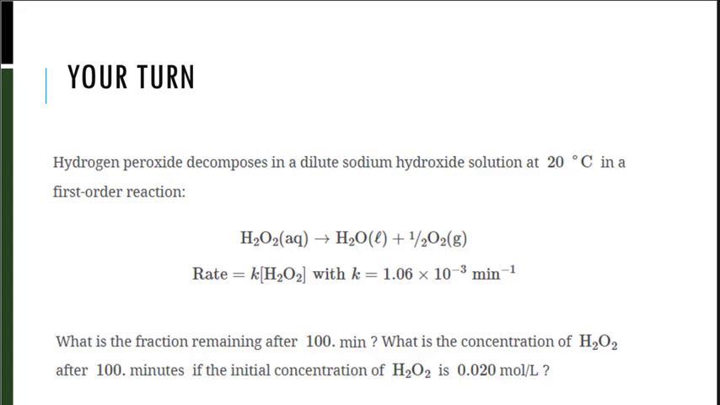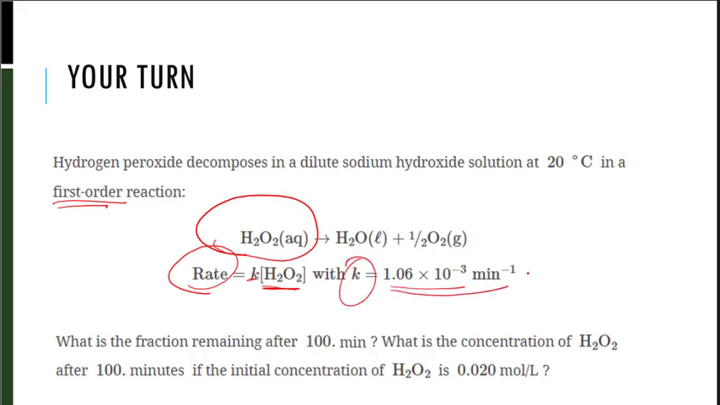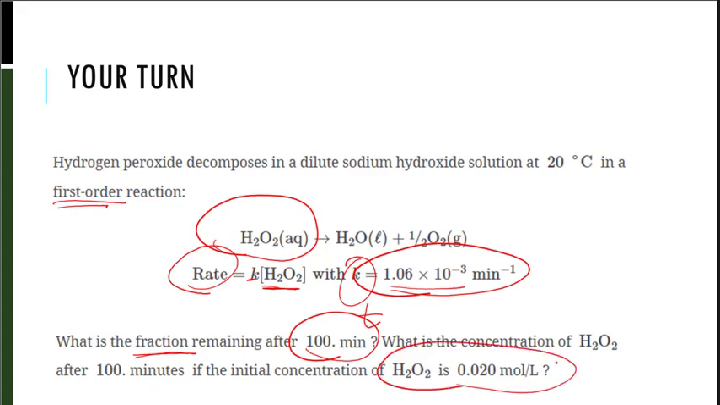Let's do another practice. We've got hydrogen peroxide. It decomposes in a dilute sodium hydroxide solution in a first order reaction. Here's our H2O2 decomposing, and we're told that it's first order, so our rate is equal to K times the concentration of H2O2 raised to the first. We're told that K is 1.06 times 10 to the negative 3 inverse minutes. We want to know the fraction remaining after 100 minutes, so we're told T. What is the concentration of H2O2 after 100 minutes if the initial concentration is that?